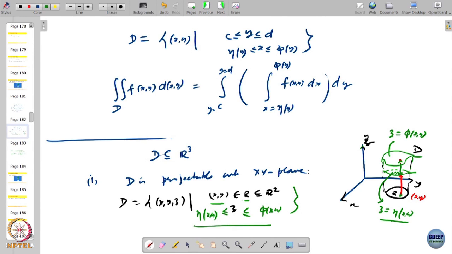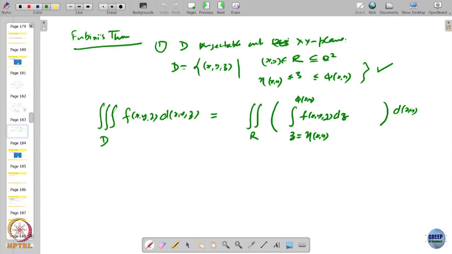Once you have integrated the variable z, it is a function of two variables. So, that says that this function of two variables can be integrated over R with respect to x and y, and that will give you the triple integral. Clear? So, we are splitting the triple integral into two iterated integrals. One is the double integral, the other is the ordinary integral of one variable.